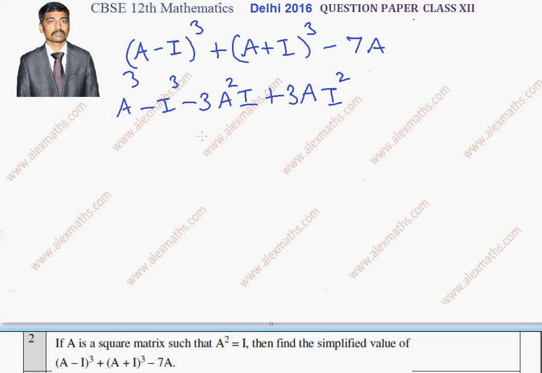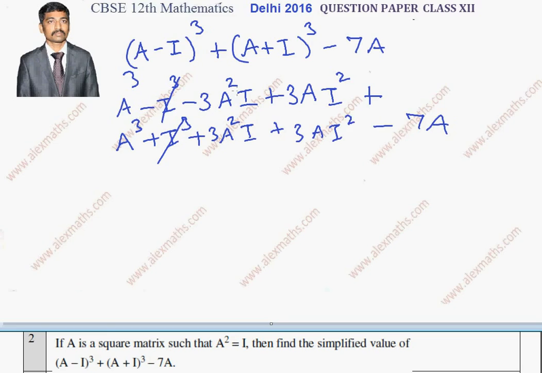Wherever B is there, I put I. In the same way, the second term is A cube plus B cube. So I have to write I cube plus 3A square I plus 3AI square, then minus 7A. So I wrote one below the other so that minus I cube plus I cube I can cancel, and these two also I can cancel. So now this is 2A cube plus 6AI square minus 7A.